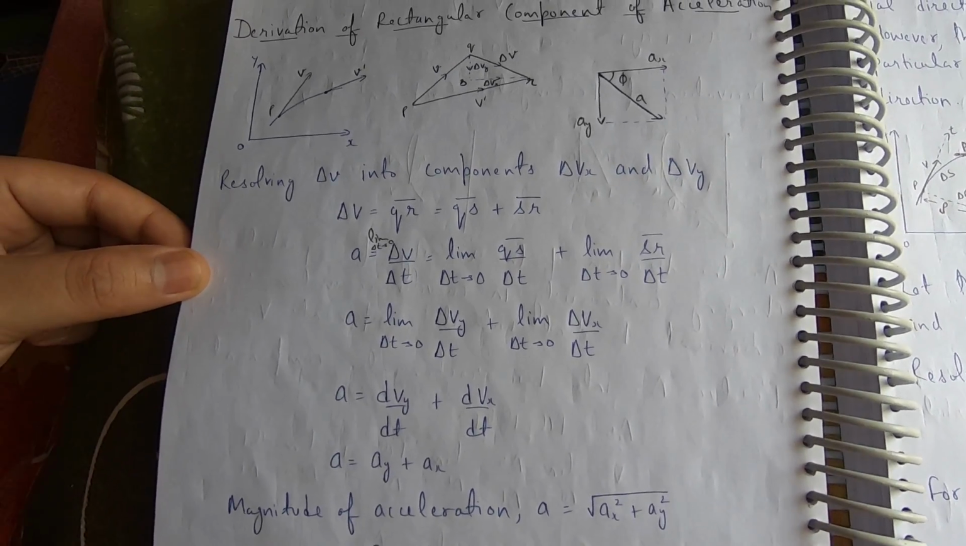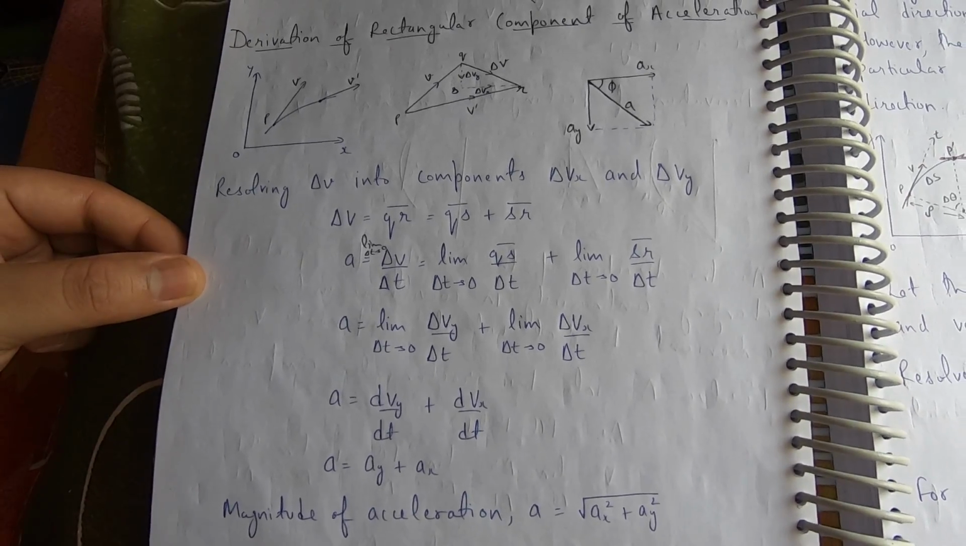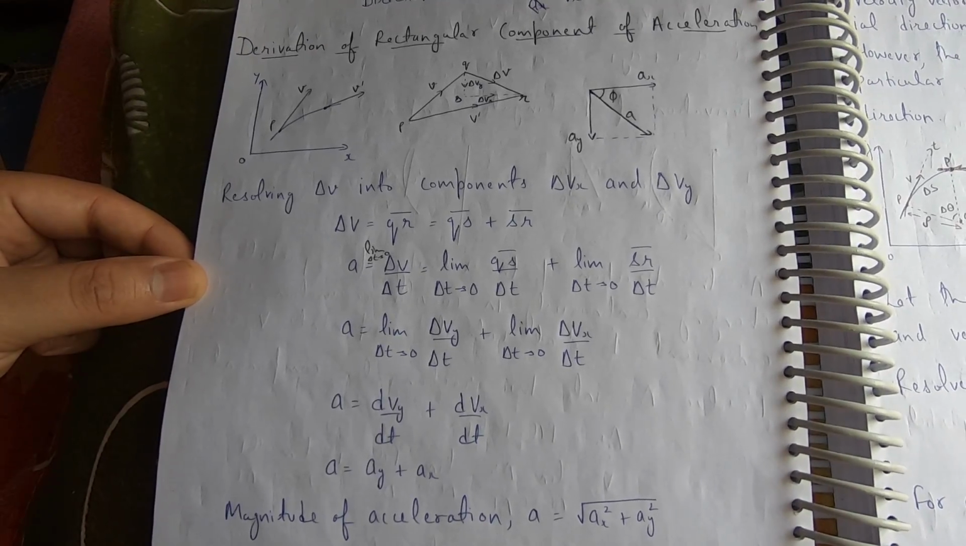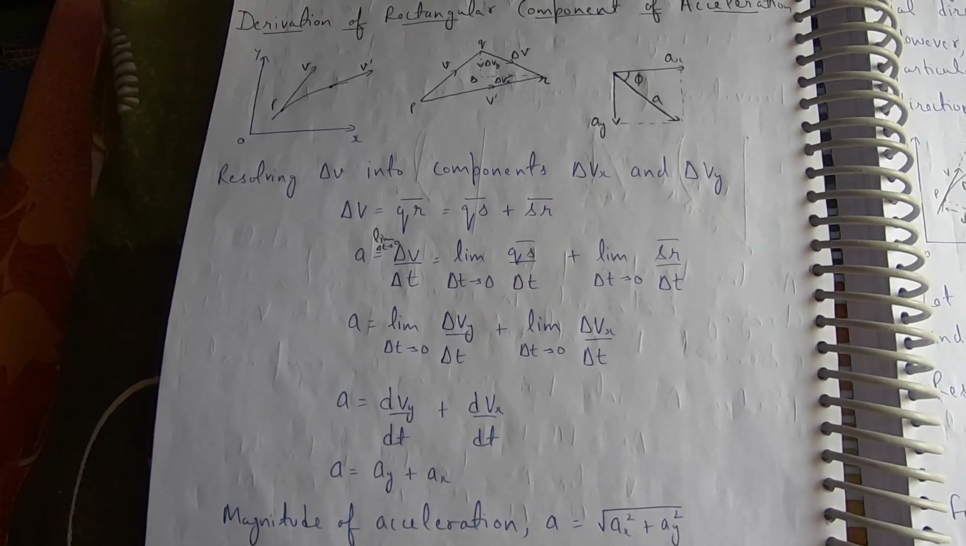A is equal to dvy by dt plus dvx by dt. A is equal to ay plus ax. Magnitude of acceleration is equal to square root of ax squared plus ay squared. Direction: tan φ is equal to ay by ax.